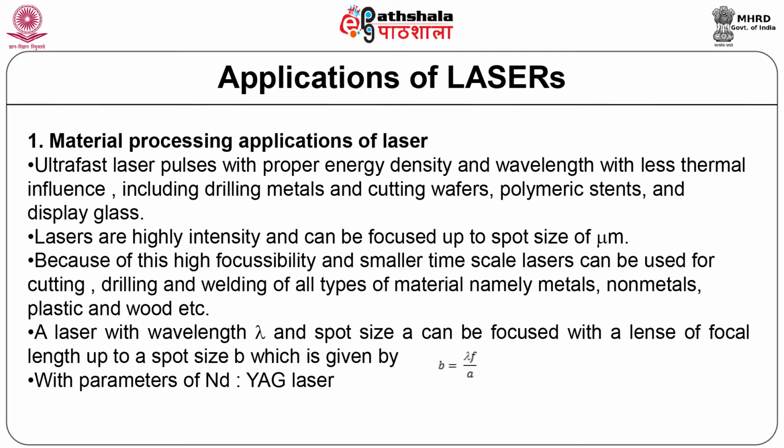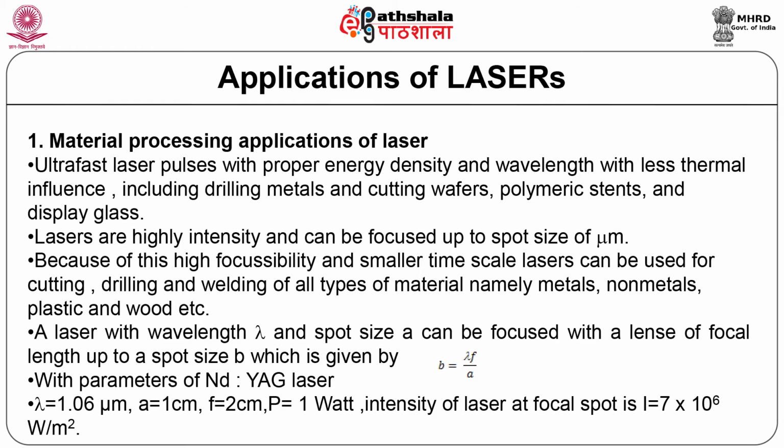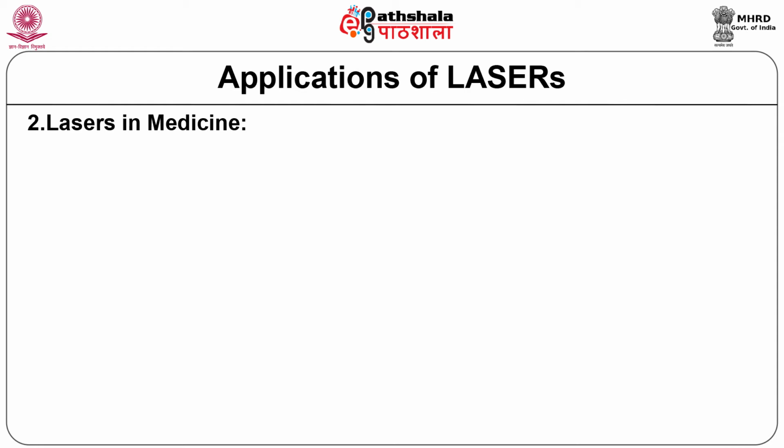If we consider the Nd:YAG laser, the parameters are lambda is equal to 1.06 micrometer, A is equal to 1 centimeter, F is equal to 2 centimeter and P is 1 watt. Intensity of the laser at the focal spot is I is equal to 7 into 10 raised to 6 watt per meter square.